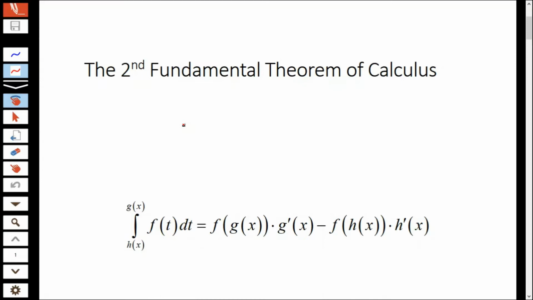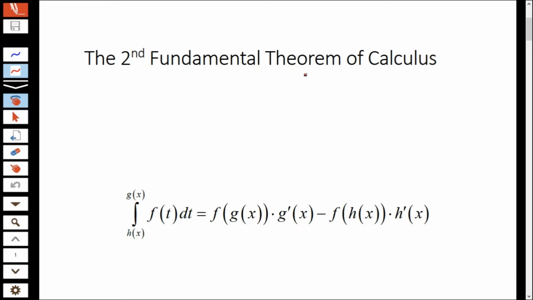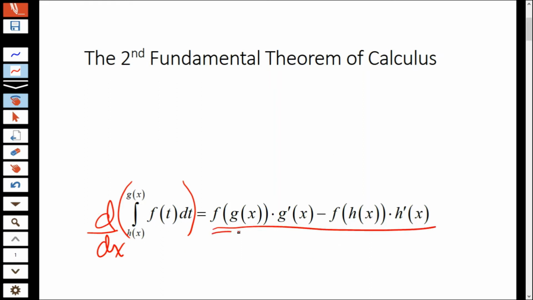Okay, ladies and gentlemen, today we're going to be working with the second fundamental theorem of calculus, which is stated below here: the integral from h of x to g of x of f of t dt. That is, if I was to take the derivative of this, I would get f of g of x times g prime of x minus f of h of x times h prime of x, okay? The derivative of this integral is going to be equal to this, okay?